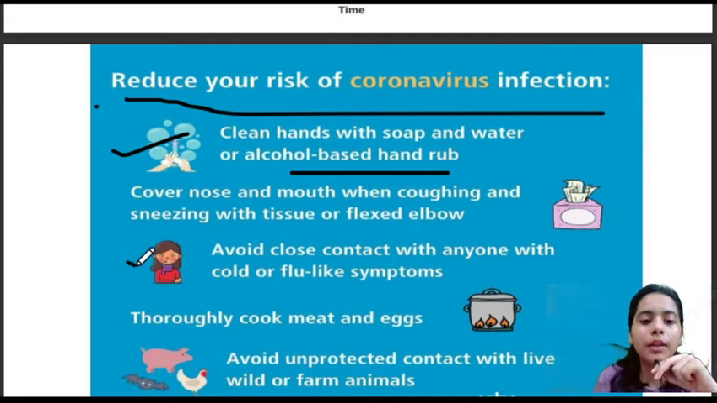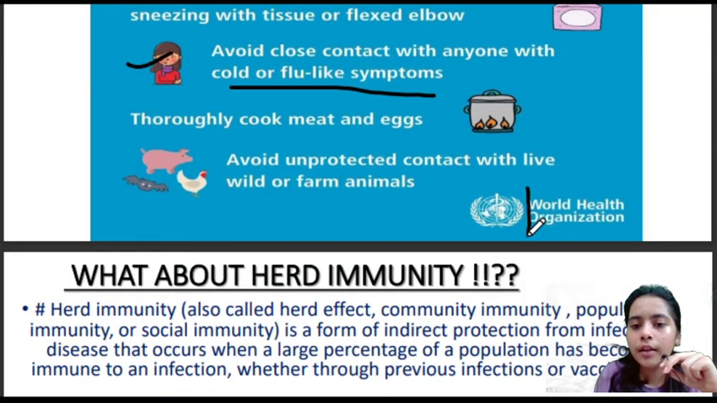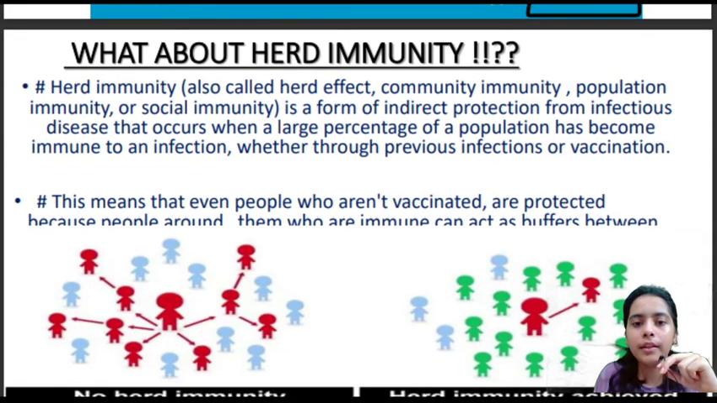Okay, so the third point comes, avoid close contact with anyone with cold or flu like symptoms. So this point says that just give rise to social distancing. Fourth comes, thoroughly cook the food like meat or eggs, and the last point is also the continuation of this point, that avoid unprotected contact with live, wild or farm animals. So this entire information is gathered from WHO, that is the World Health Organization. So it is very helpful to obey all of these.